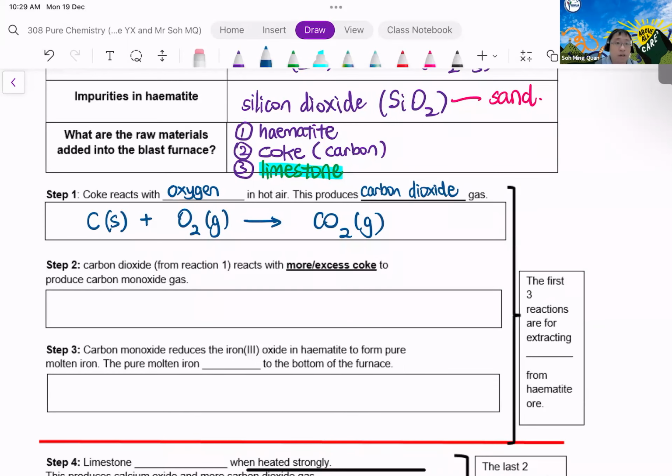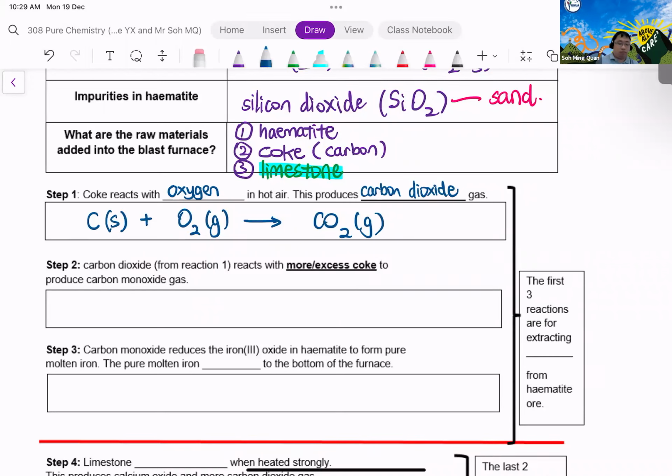Okay, so where does the oxygen come from? The oxygen comes from air, right? Inside the blast furnace, there's air, okay? And the air is heated to a high temperature. So this reaction happens. And this reaction forms CO2, simple.